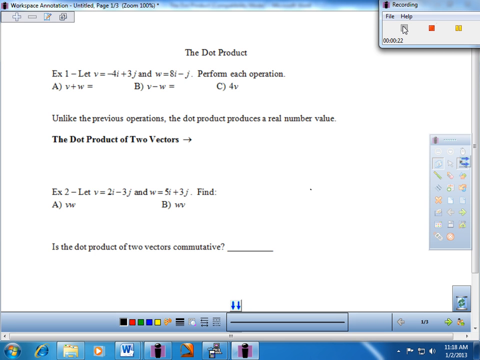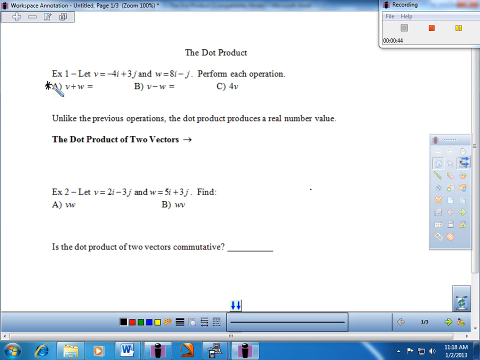I just have two vectors represented algebraically. The first one, v, is equal to negative 4i plus 3j. And then a second one, w, is equal to 8i minus 1j. These are just operations that you can perform on vectors, and in this case, this is the one we've done before. So let's put a little asterisk next to letter A. Basically, we would find the resultant of the two, the sum of the two.